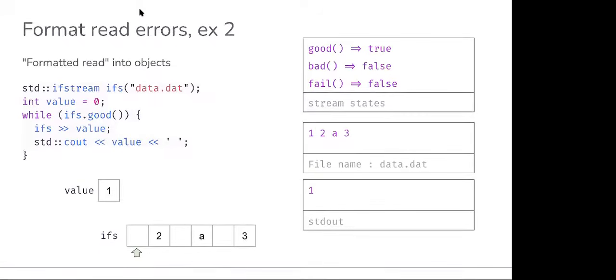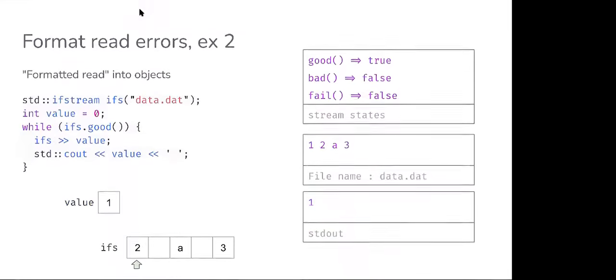So we go ahead and attempt the first read. And this formatted read succeeds. We were expecting an integer object and we got one. Again, the extraction operator is white space delimited, so we read up to that white space and populated value with 1. And accordingly, you can see that directly after that read, we simply outputted the value to standard output. So everything's going good at this point.